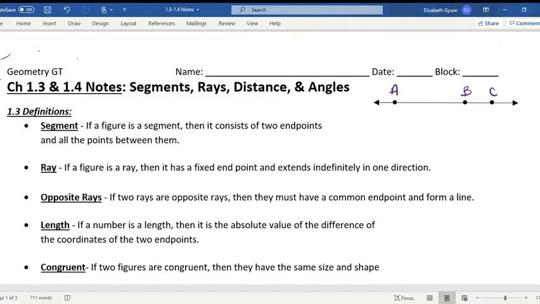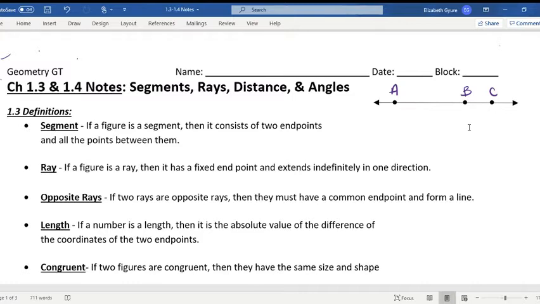Now, segment: if a figure is a segment, then it consists of two endpoints and all the points between them. Now you'll notice how I have this definition structured. This is how we're going to be structuring our definitions from now on in class. These are called if-then statements. So if you're given this, then we know that. So if a figure is a segment, then it consists of two endpoints and all the points between them.